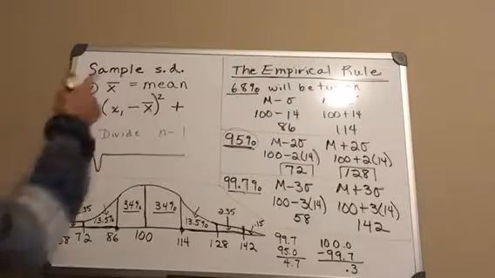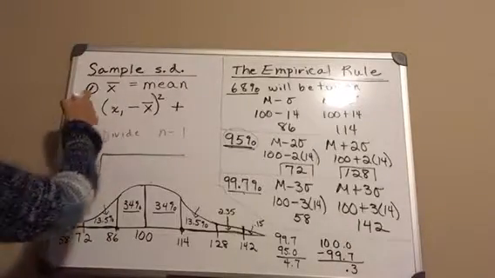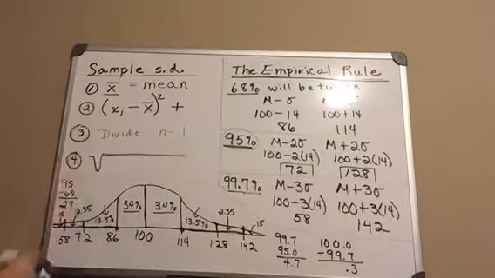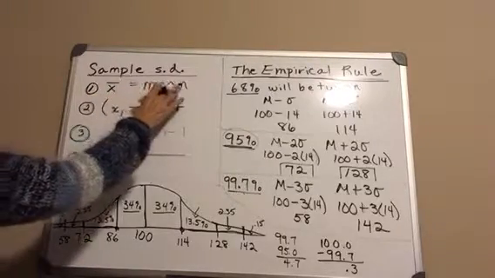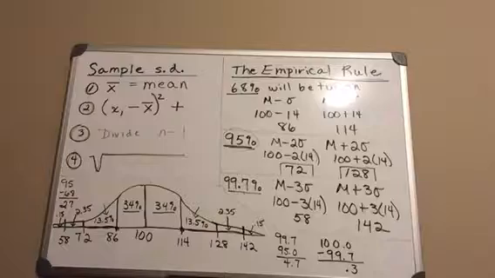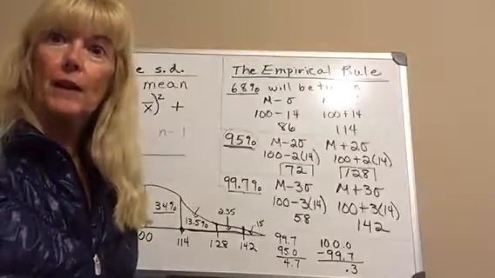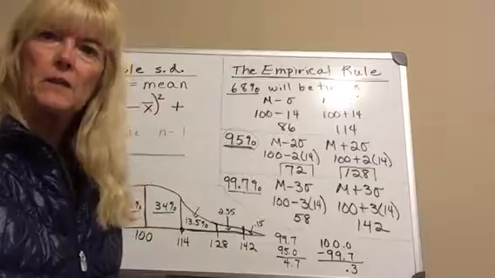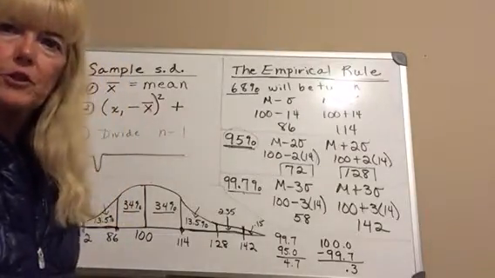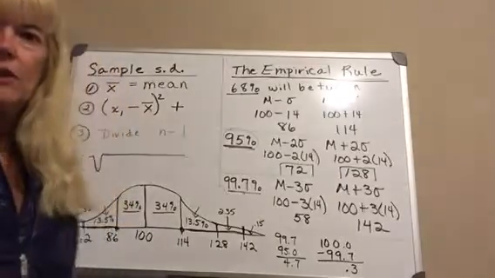Write it down. How do you find sample standard deviation? Step 1, find X bar. Well, what is X bar? X bar means the mean. What is the mean? The mean is the average. I always say the mean teacher averages your grade. So the mode is the most and the median is the middle. But the mean teacher averages your grade. So when you hear the word mean, it means find an average.